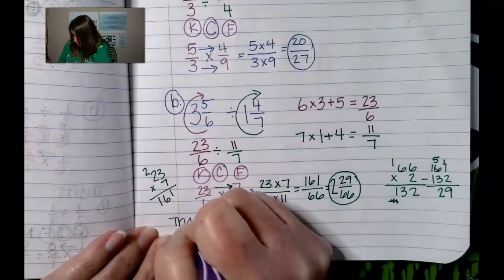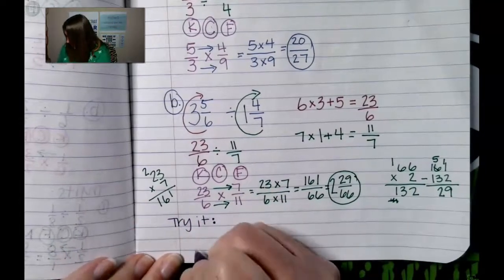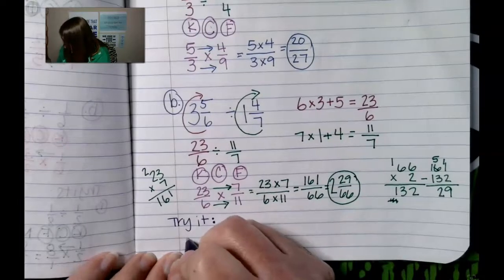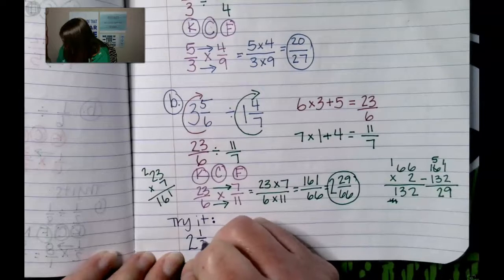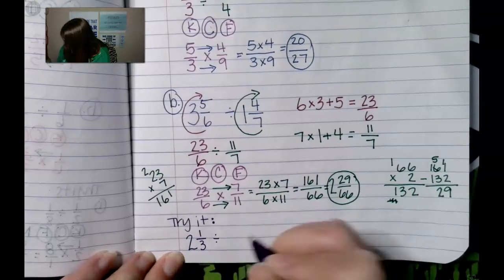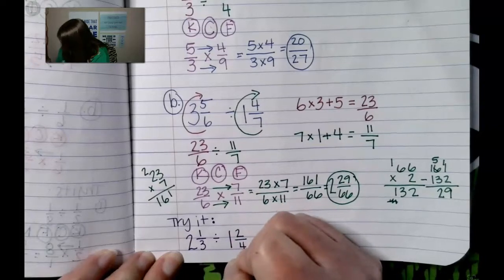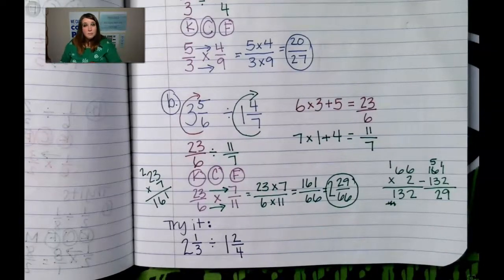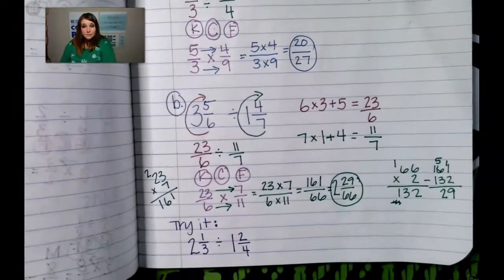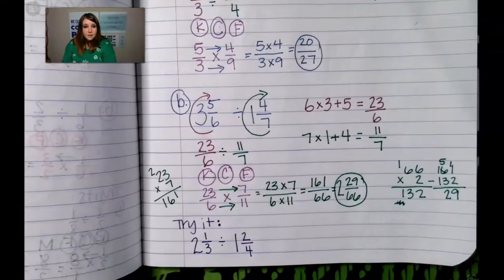All right, your try it is, let's do a try it. So your try it is 2 1/3 divided by 1 2/4. Okay, go ahead and hit pause right now so you don't hear me solving this problem, and then hit play when you are ready. That way you can check your own understanding. All right, so hit pause.